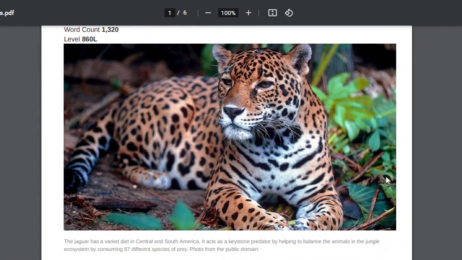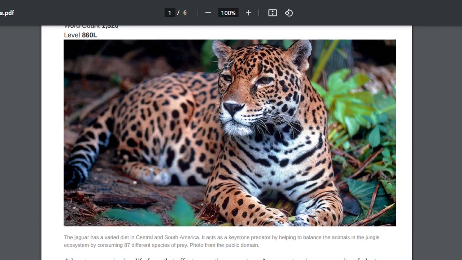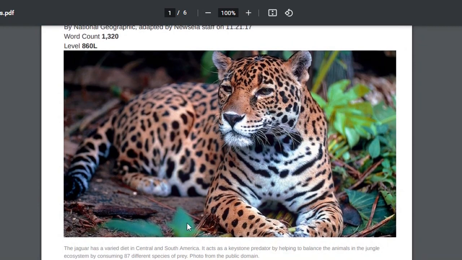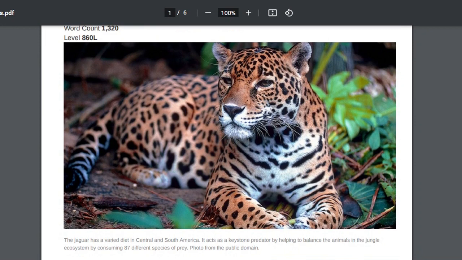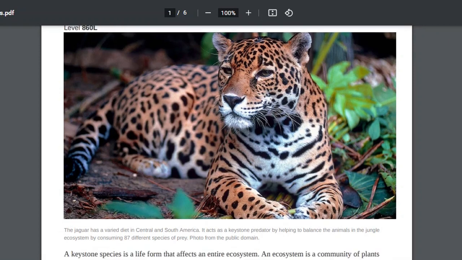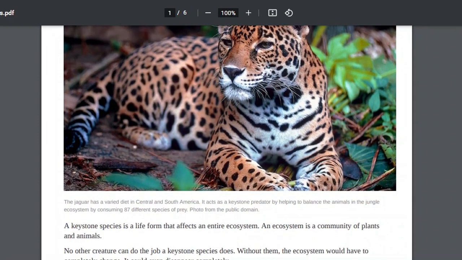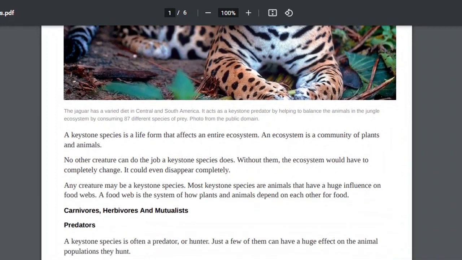Let's read the caption of the first picture we see up here. Follow along with me. The jaguar has a varied diet in Central and South America. It acts as a keystone predator by helping to balance the animals in the jungle ecosystem by consuming 87 different species of prey. Photo from the public domain. This gives me a little bit of an idea about what our article is going to be about. I can definitely see we're talking more about food webs and how, specifically in this image, the jaguar helps balance its food web. Let's continue to read more about these animals and what makes them keystone species.